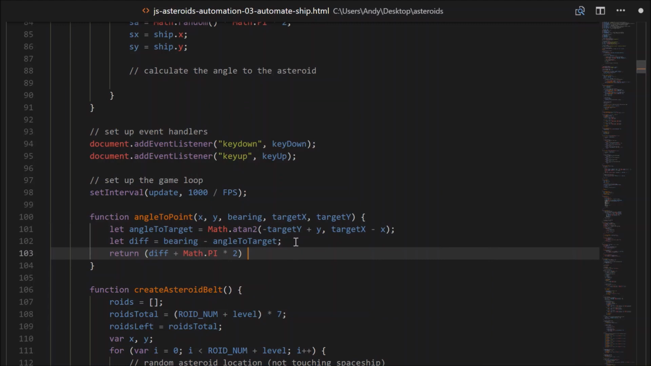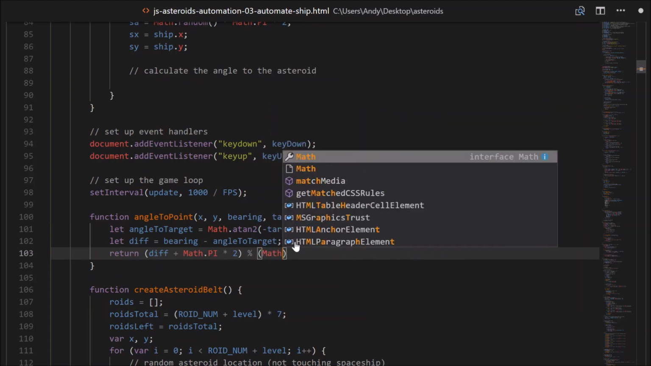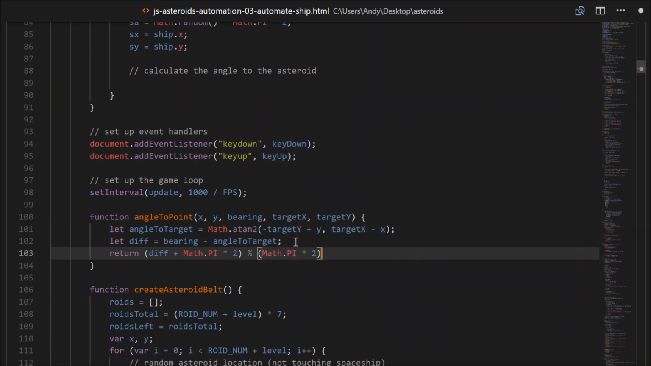But that could get us above 360, couldn't it? It'll get us above 0, which is what we want, but it could also get us way above 360. So we'll find the modulus of that, the remainder. So modulus Math.PI times 2. That will guarantee us a result between 0 and 360 degrees, in effect, in radians, right?